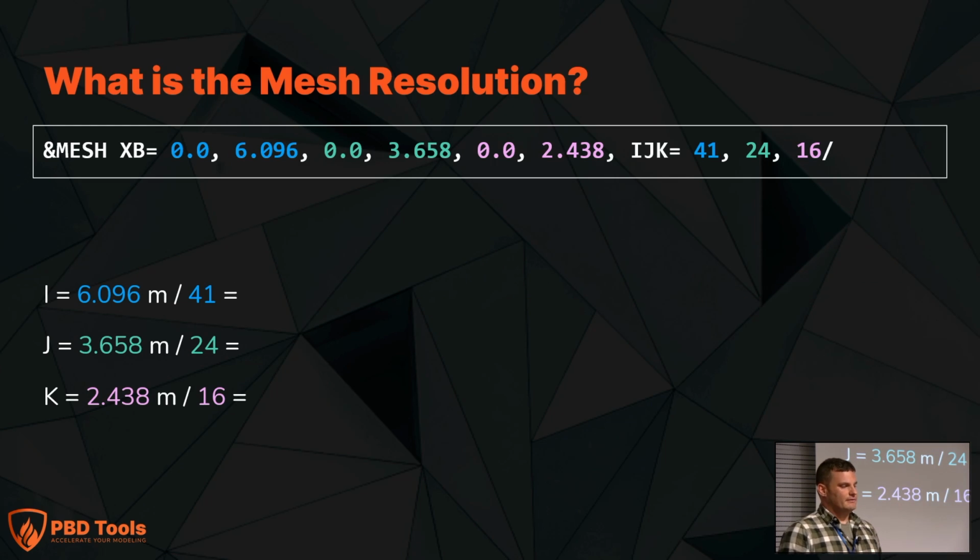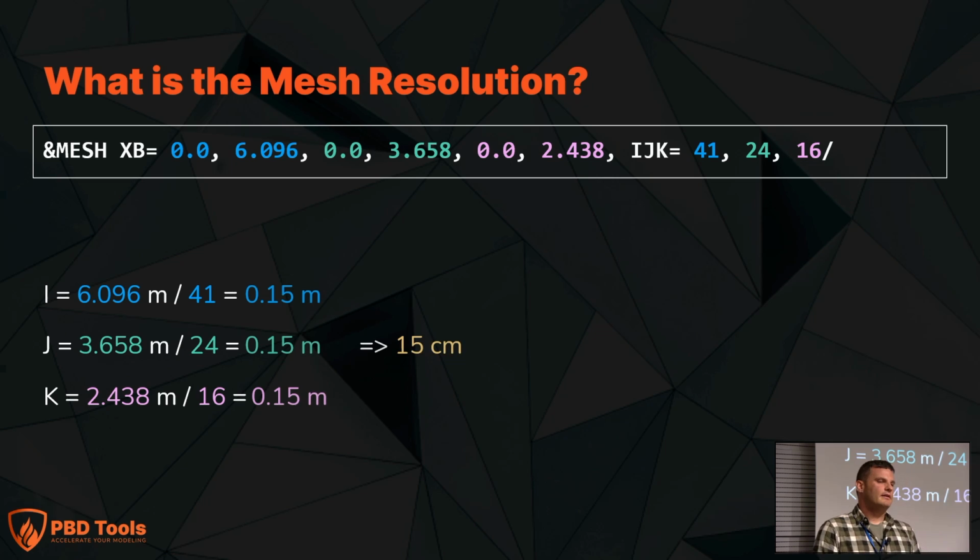So let's revisit the question from before. We have the XB coordinates, which give you your X, Y, and Z spatial dimensions. And the IJK tells you how many cells are in each of those 3 cardinal directions. I kept it simple at the origin to make the math easier, but you do the math and you find out that this is a 15 centimeter mesh. That was 6 different mathematical operations that you would have to do just to get this answer.